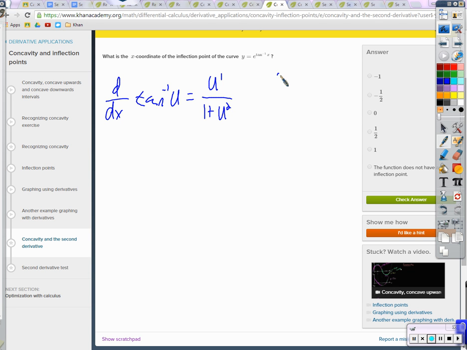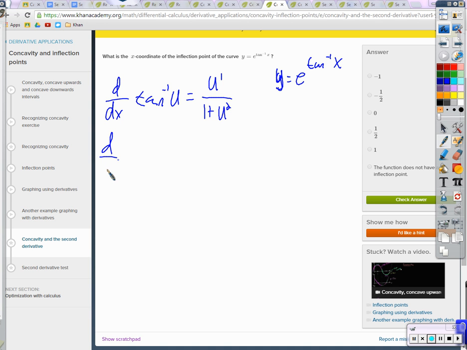Okay, you can't see it here, but it's y equals e to the inverse tangent of x. There's another function here. Do you see another function besides inverse tangent of x? E to the, not squared, but to a variable power, right? That's an exponential function.